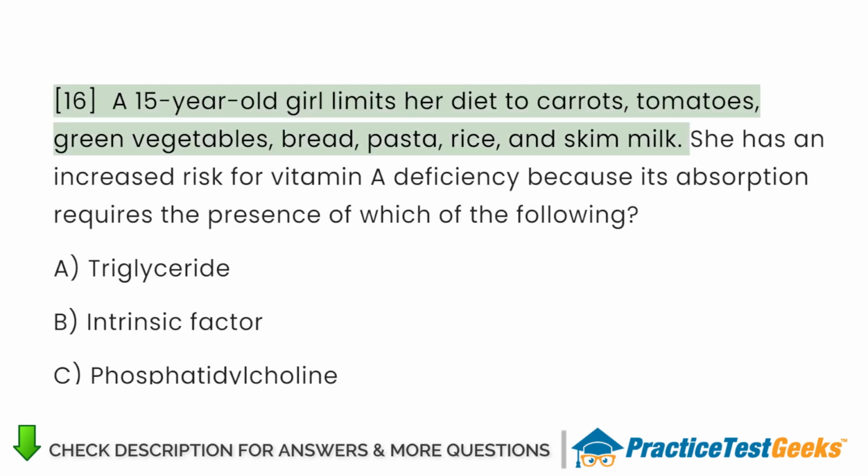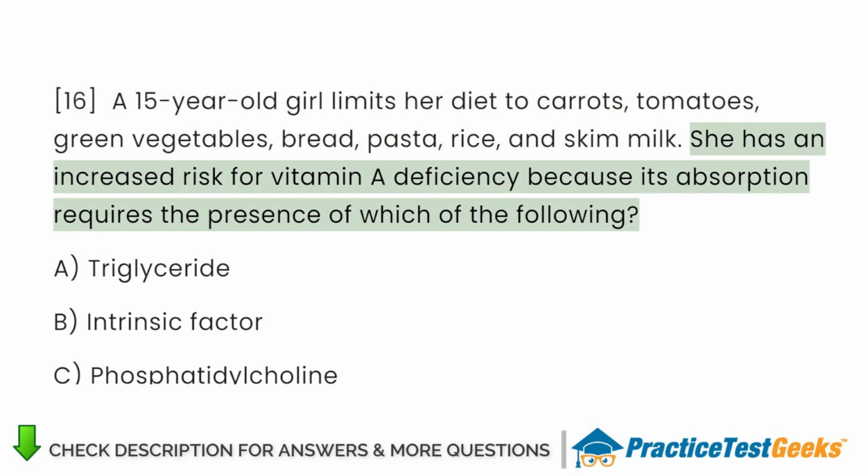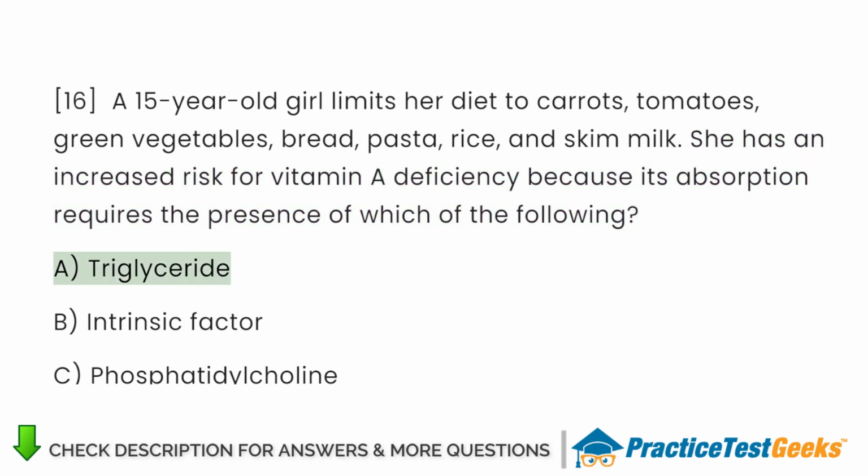A 15-year-old girl limits her diet to carrots, tomatoes, green vegetables, bread, pasta, rice, and skim milk. She has an increased risk for vitamin A deficiency because its absorption requires the presence of which of the following? A. Triglyceride. B. Intrinsic factor. C. Phosphatidylcholine.